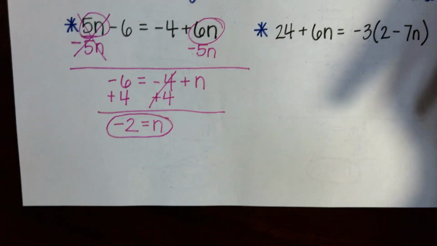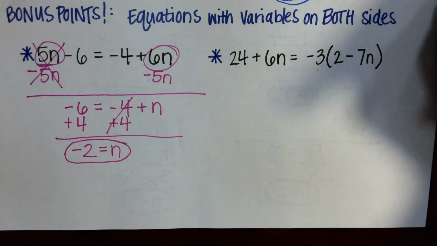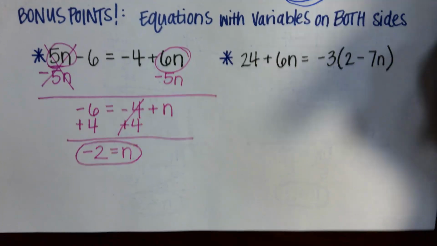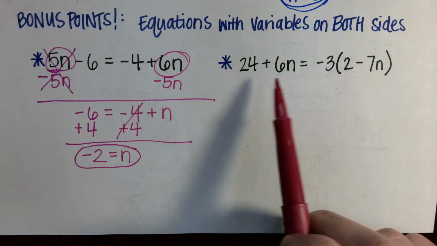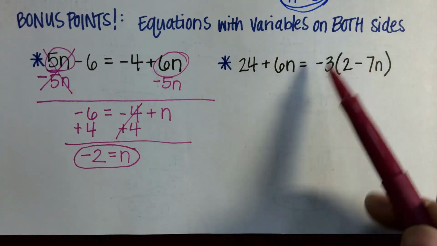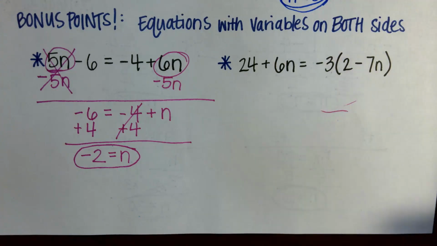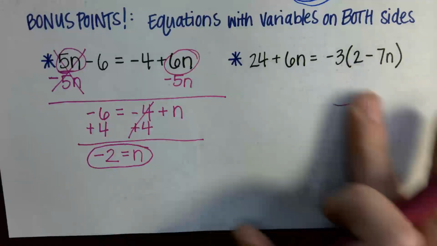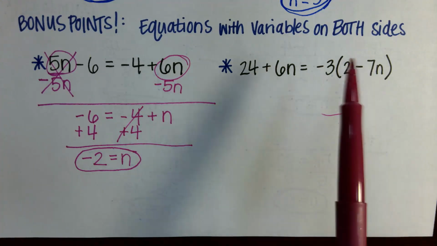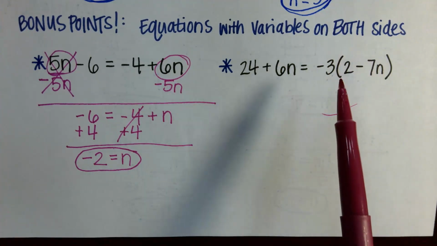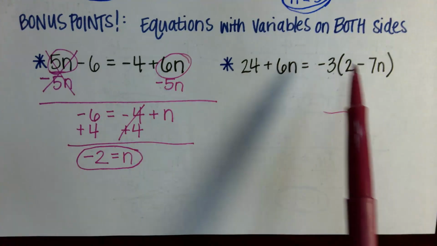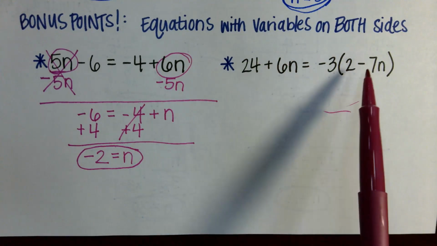Okay. Second bonus question. This one, it might throw you guys for a loop, okay? Because we got a couple things going on here. We got n's on both sides, but we also have parentheses. Anytime that we have parentheses, anytime, you cannot touch what is inside of it until we get rid of it. So can we combine our like terms yet? No, we need to get rid of our parentheses, okay?